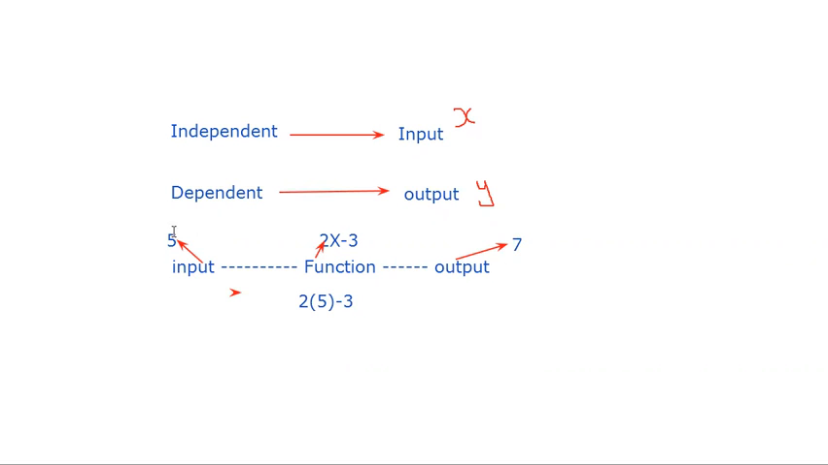Then the input was 5. The function was 2x minus 3. And then we received the output equal to 7. But in a word problem, we want to know what is the independent and what is the dependent. And we said independent, this is the input. This is the basis for the function, and the result or the output depends on this independent.